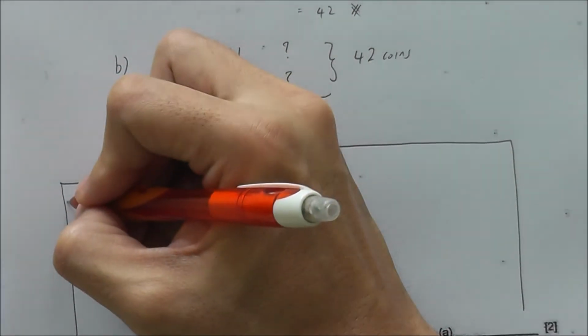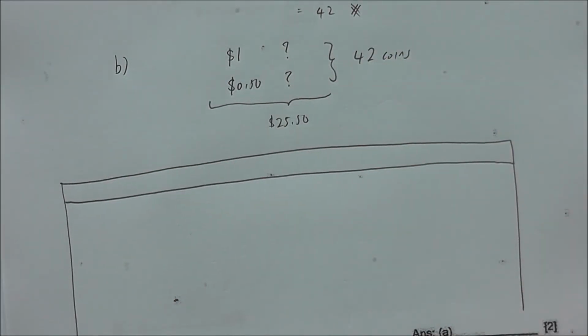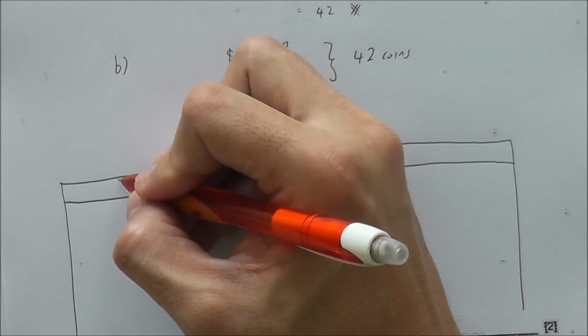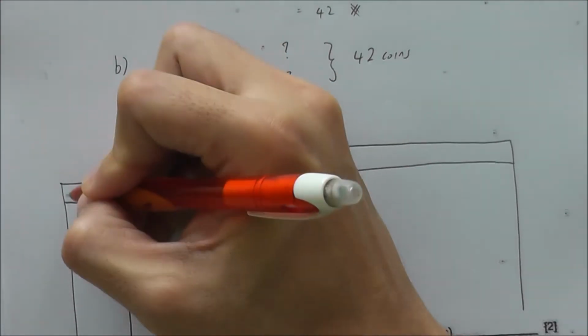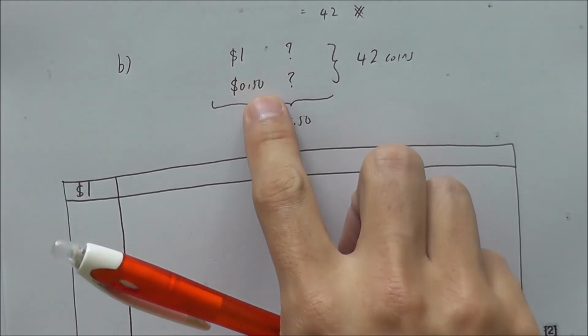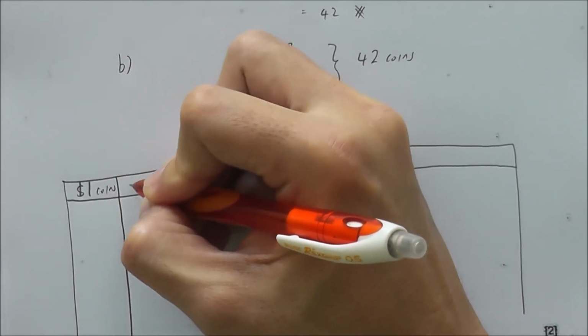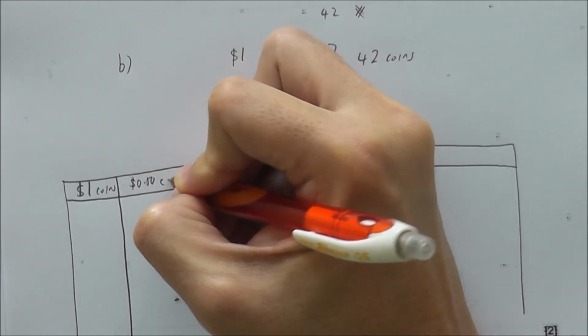The starting step will be the same as a guess and check. There will be 6 columns altogether. Okay, so guys, the first column, of course, is the number of $1 coins, because the two objects are $1 and 50 cents, right? Then the second one will be 50 cents coins.